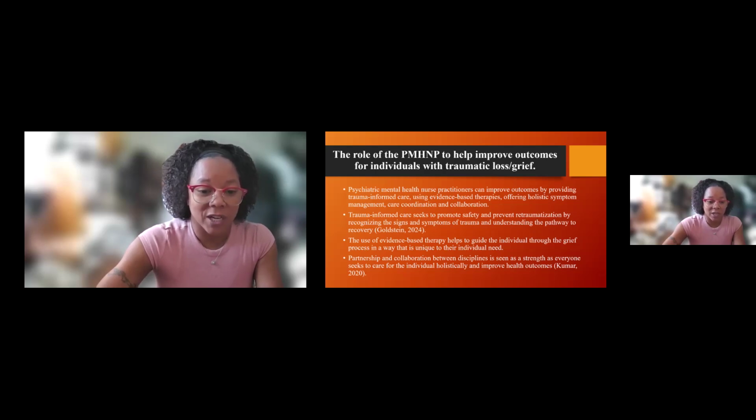Partnerships and collaboration between the disciplines is seen as a strength, as everyone seeks to care for this individual holistically and improve their health outcomes.